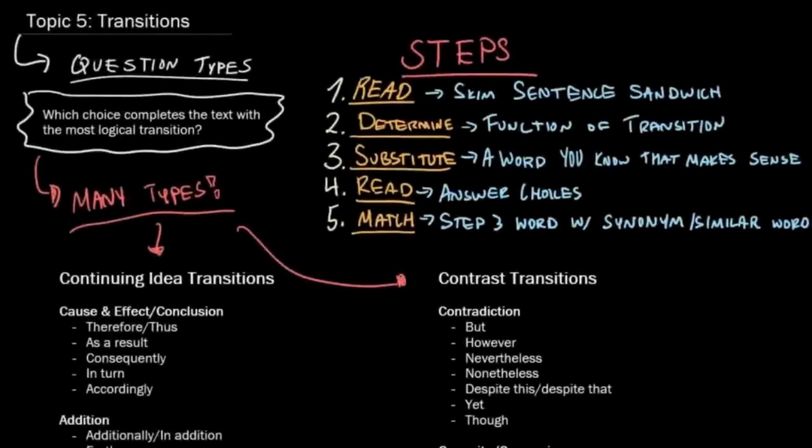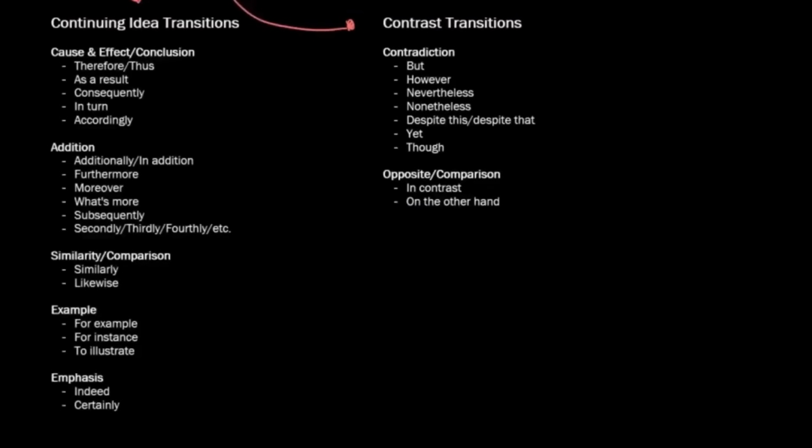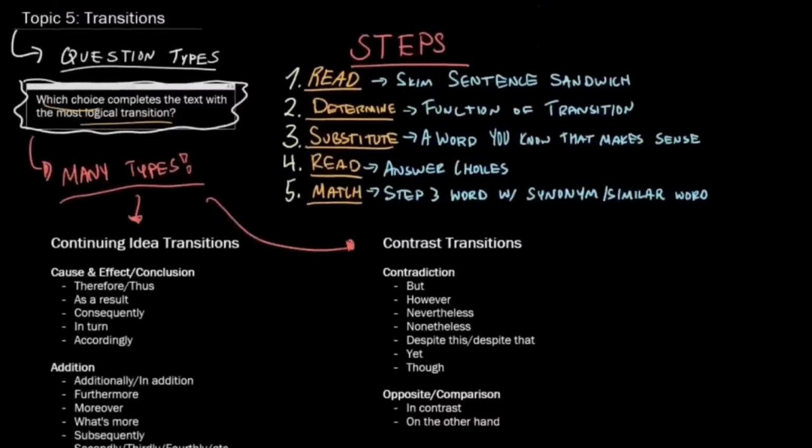So now we're going to look at topic 5, which is transitions. So there's only really one question that the SAT is going to ask about a transition, and that question is, which choice completes the text with the most logical transition? So it's pretty simple. Basically, which of these words right here is the best word to put in a blank? So it's going to ask you a question, we'll have a blank, and you'll need to figure out which one. So how can you do that?